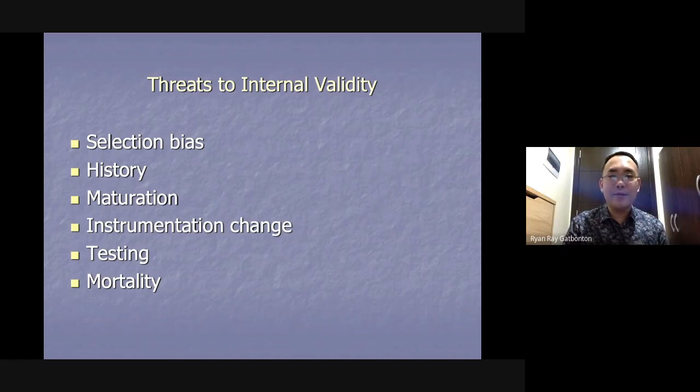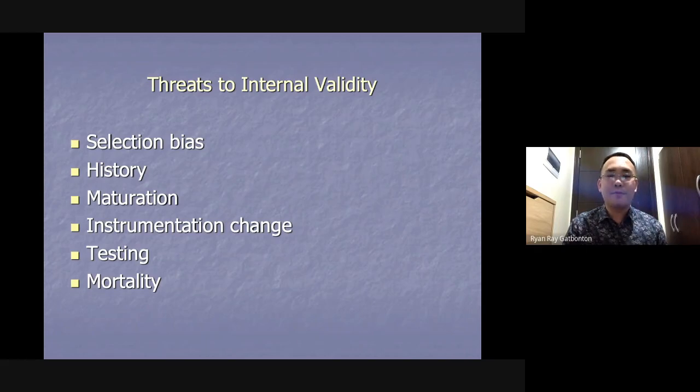Another threat to internal validity is what you call your history factor. When we say history factor, these are circumstances that happen at the same time when you conduct your study. And these circumstances have something to do with the outcomes you are observing on a certain group of people. So how does it play?